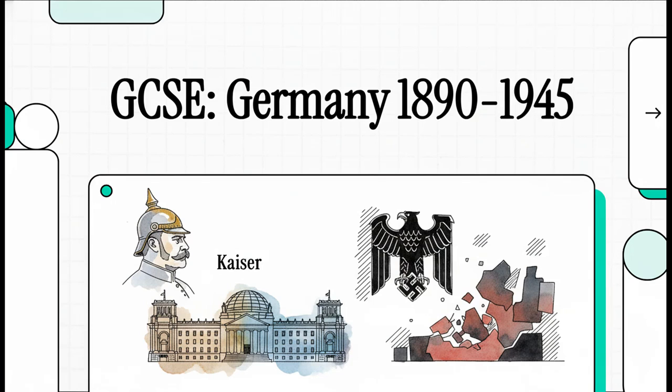All right, so you're tackling your AQA GCSE on Germany. You have come to the right place. We're going to cut right through all the noise and break down the whole 1890 to 1945 period, everything from Kaiser Wilhelm right up to the fall of the Nazis. The goal here is super simple, to make your revision as clear and effective as possible. So let's just dive right in.